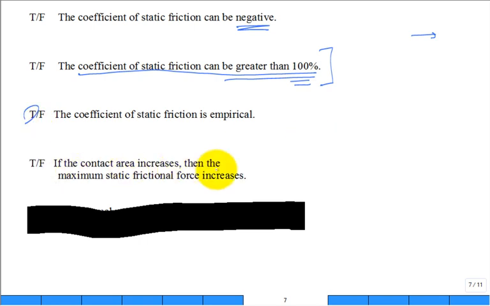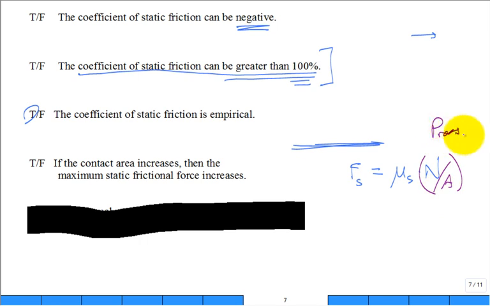Okay. If the contact area increases, then the maximum static frictional force increases. You got more area? Well, then you must have a larger frictional force. But look at our equation. Our equation is Fs, that's the maximum static frictional force, is equal to mu sub s times N. Where is A in that equation? Somebody could say, well, it should be the normal force per unit area. That would be a pressure, right? Or a stress. But that's not the way the equation's written. Hence, there's no area in that equation. So that statement is not true.